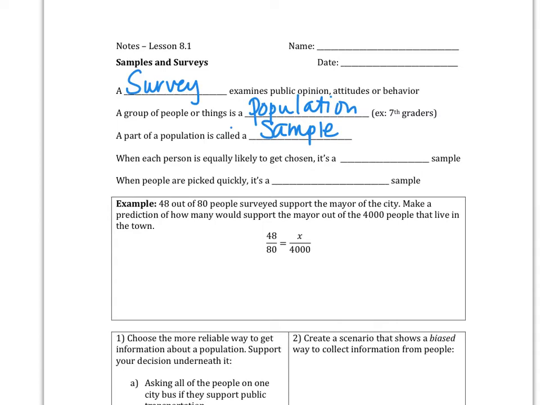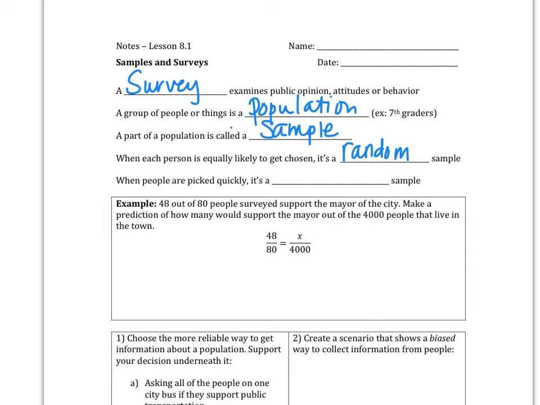When each person is equally likely to get chosen, it's a random sample. So that would be if, let's just say the seventh graders, we put all of the seventh graders' names into a hat or a jar and we pulled out a name. That would be a random sample because everybody has the same chance of getting their name drawn.